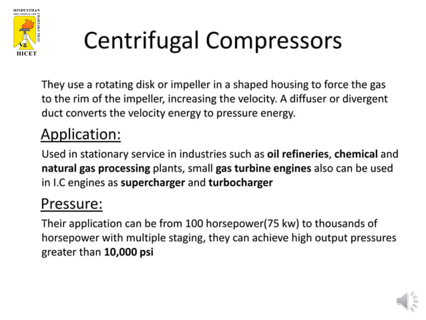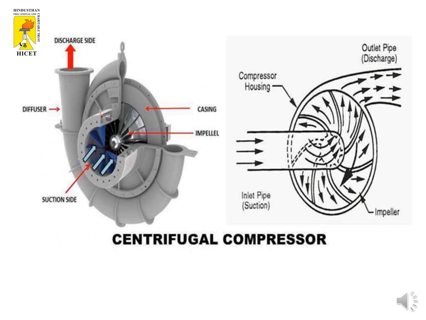First one, centrifugal compressors. They use a rotating disc or impeller in a shaped housing to force the gas to the rim of the impeller, increasing the velocity. A diffuser or divergent duct converts velocity energy to pressure energy. So this is a centrifugal compressor. As you can see, the rotation takes place.